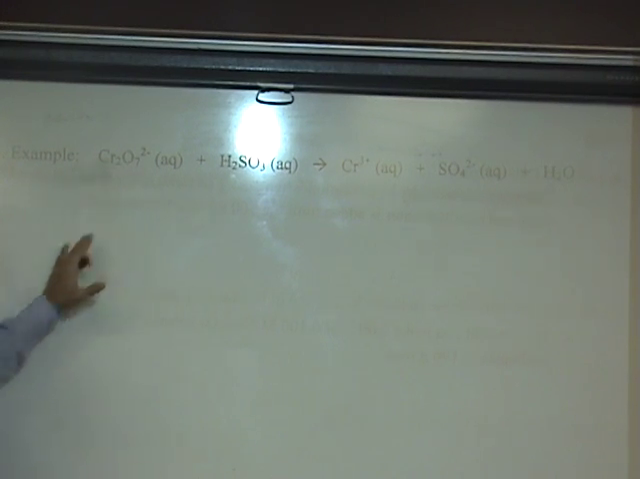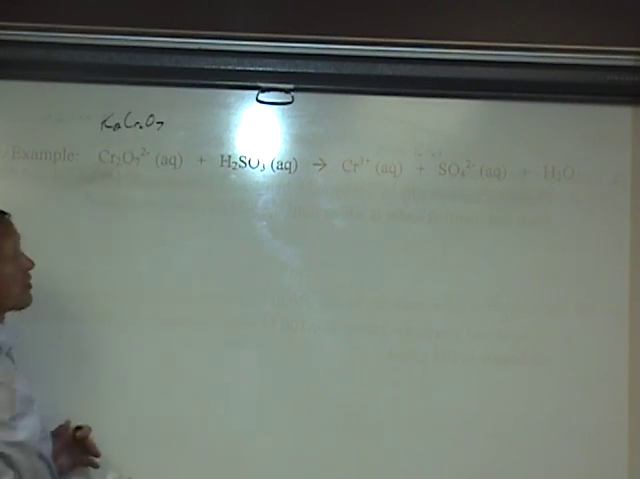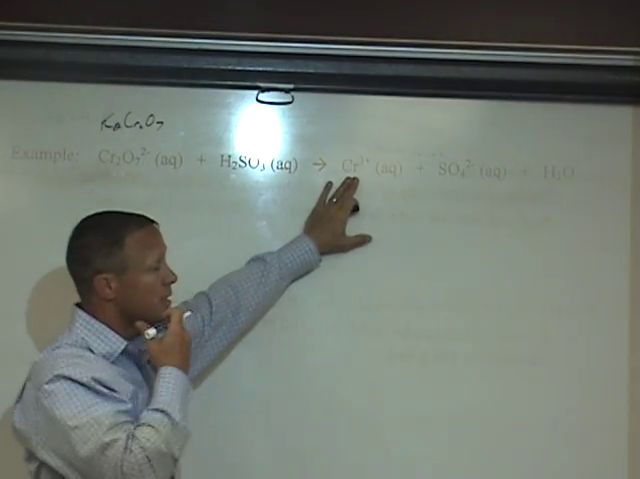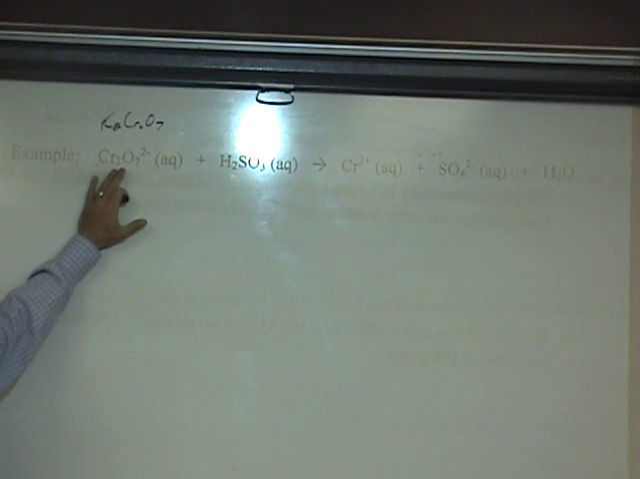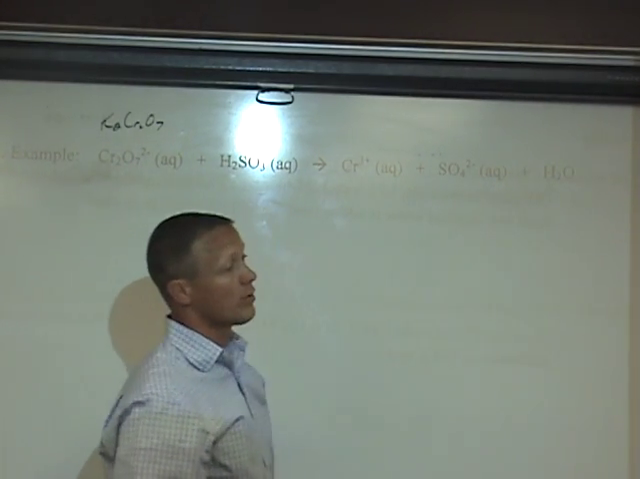Dichromate ions, again, those would have been there. It was probably like potassium dichromate or something that's soluble. So there's some spectator ions that are not shown in here. We end up with some chromium ions. Dichromate, by the way, when it's in an acidic solution, always produces Cr+3 ions. Sulfate ions and water are also produced in this reaction.